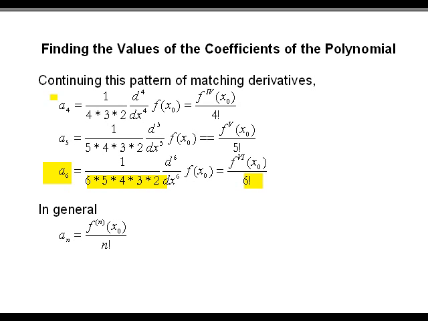So here's the pattern. The coefficient a4 equals the fourth derivative of the function divided by 4 factorial. The fifth coefficient a5 equals the fifth derivative of the function divided by 5 factorial. The sixth coefficient, a6, equals the sixth derivative divided by 6 factorial. And here it is in general. The nth coefficient, a sub n, in that polynomial equals the nth derivative of the function divided by n factorial. Well, that's a pretty easy way to evaluate all those constants in the Taylor polynomial.